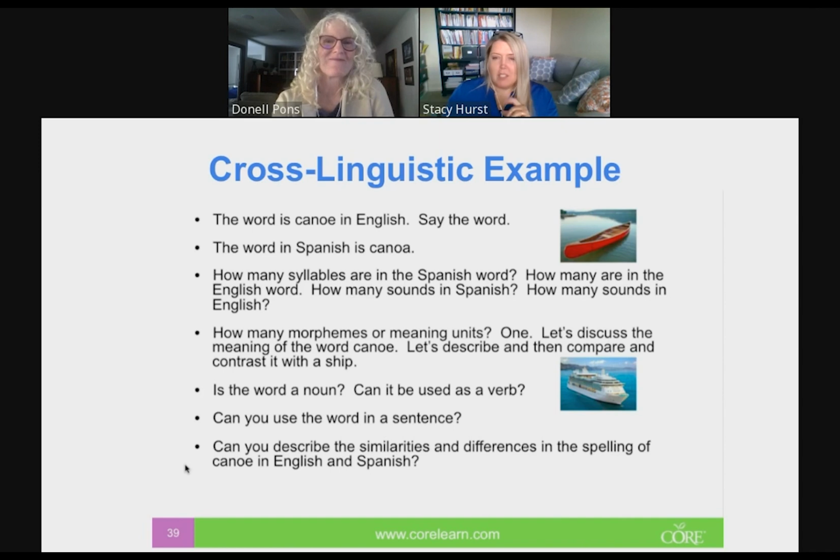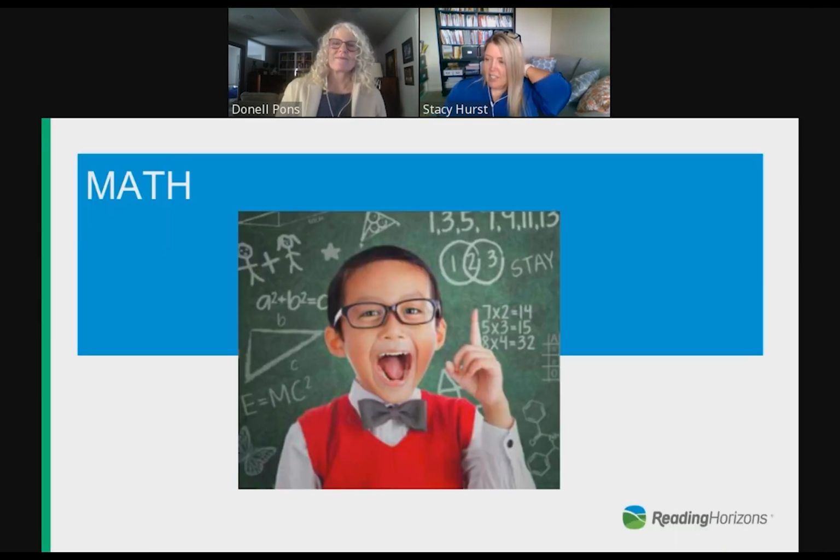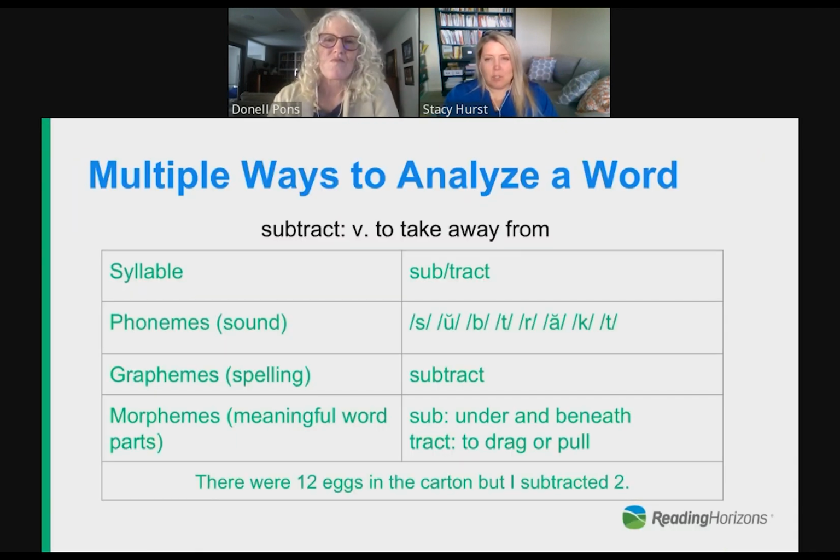So let's look at math. That's on our next slide here. Let's talk about a word that we introduce as early as kindergarten or first grade. It's in the first grade core. And well, it might be in the kindergarten too. But let's talk about the word subtract.